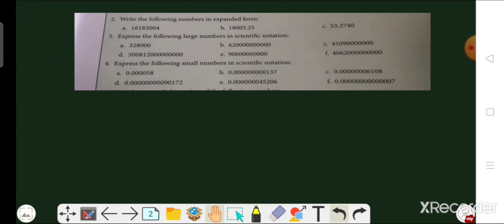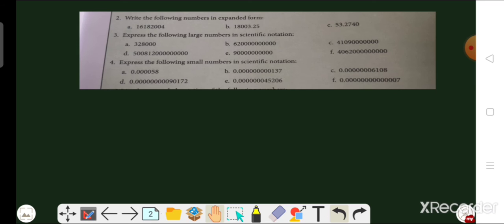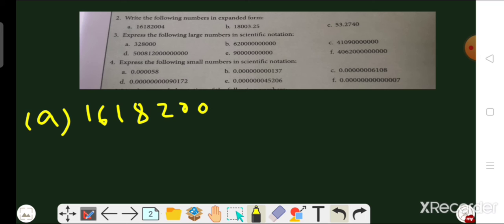You have to write the given number into the expanded form. Okay beta, here we have given the decimal number and we have to convert the decimal number into expanded form. So to do the second question, let us take A part. So the A part is 16182004.